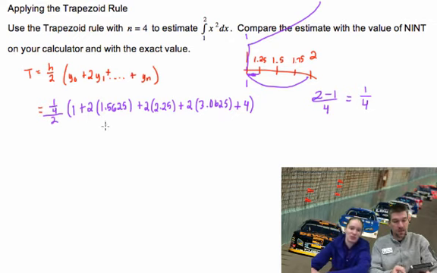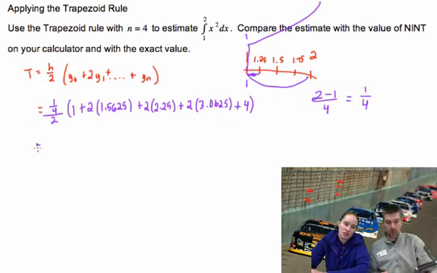I'm just going to type it in parentheses. Notice how we put 2's on the middle ones, but the endpoints don't have 2's in front. That's how you know whether to multiply something by 2 in the middle or not. So the endpoints don't. 2.25 plus 2 times 3.0625 plus 4. I get 2.34375.